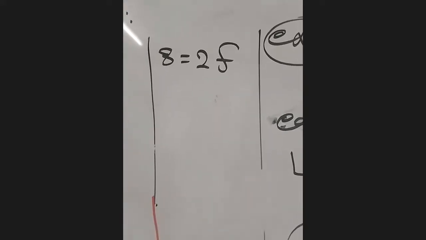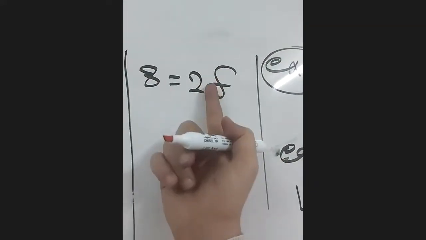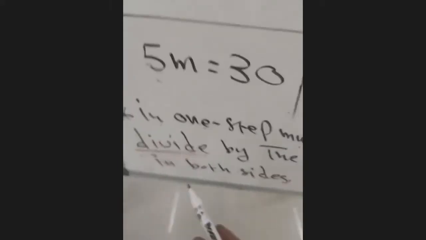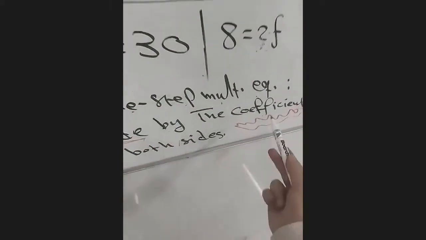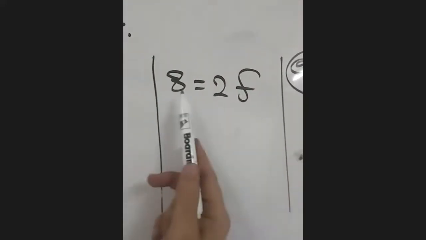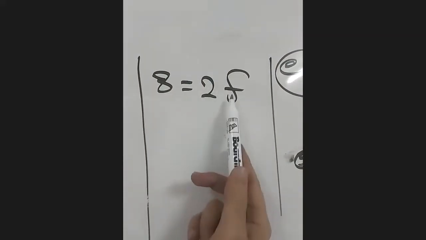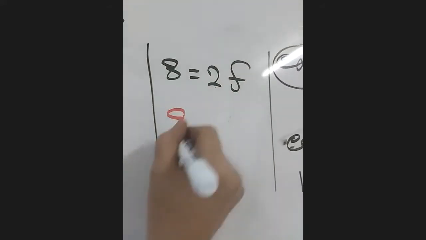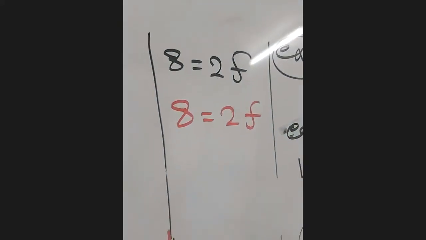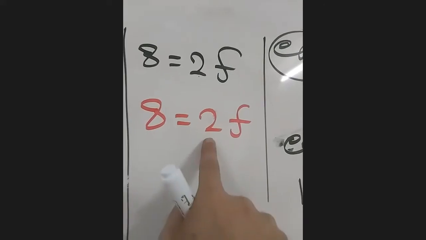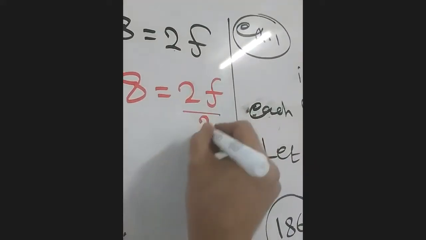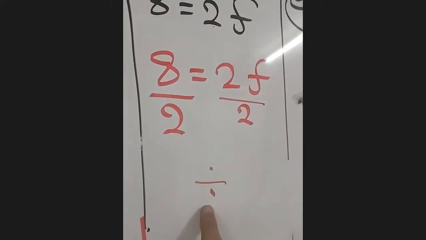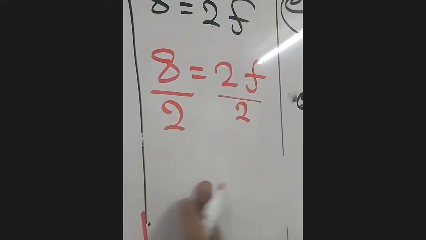Let's solve this one. What's the type of this equation? Here we have multiply, so it's a multiplication equation. What we will do in a multiplication equation, divide by the coefficient. Where is the coefficient? It is the number which is multiplied with the variable, which is 2 here. So the first step, I will rewrite the equation again: 8 equal 2f. The coefficient is 2. So I will divide on 2 both sides like this, and I will use the fraction form, okay?